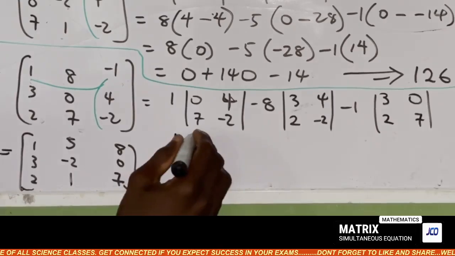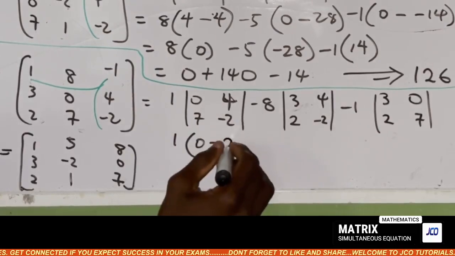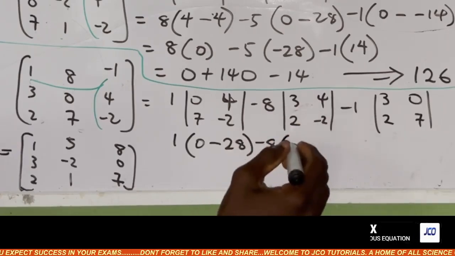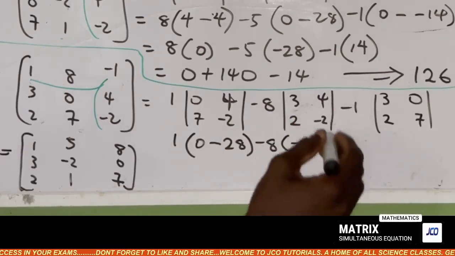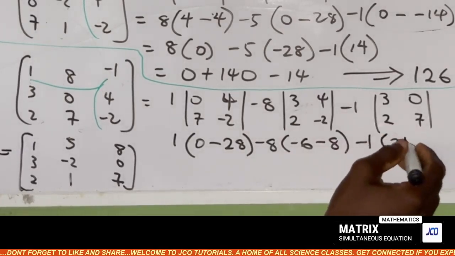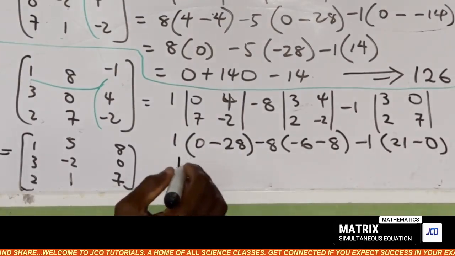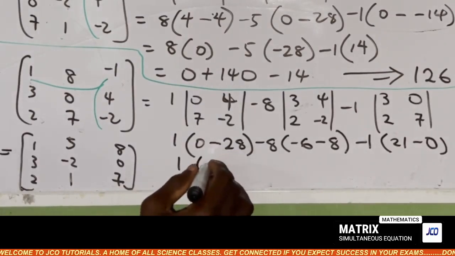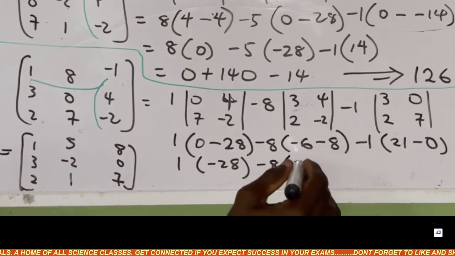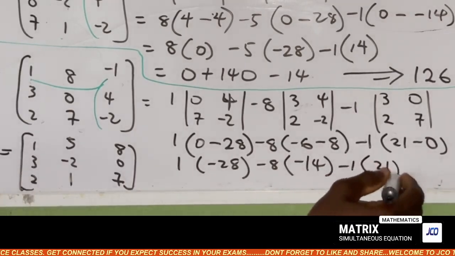So let's go. 1 bracket 0 times minus 2 is 0, minus 7 times 4 is 28. Then you have minus 8 here, bracket 3 times minus 2 is minus 6, minus 2 times 4 is 8. Then minus 1 bracket 7 times 3 is 21, 2 times 0 is 0. 1 bracket 0 minus this is minus 28, minus 8, minus 6 minus 8 is minus 14, minus 1, then 21 minus 0 is 21.